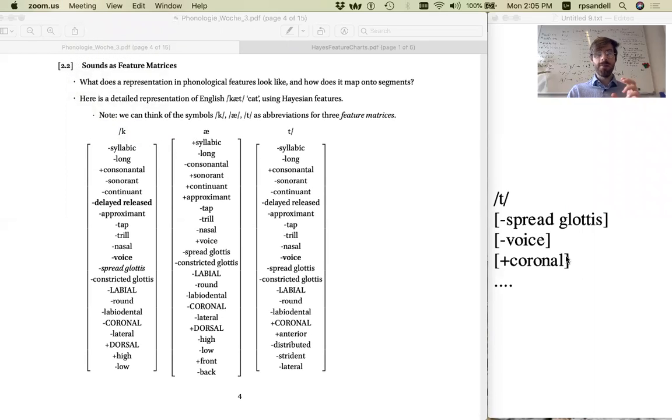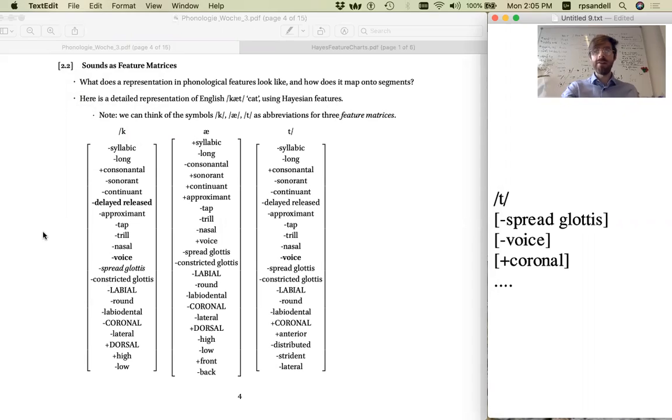Okay, let's dig into this idea that I mentioned in the previous section of thinking about sounds as being characterized as sets of phonological features. So we mentioned above for the phoneme of a voiceless alveolar stop in English and German that it would be a sound consisting of some of these phonological features and more. Let's try as a first example here to make a detailed representation of the English word cat using the complete set of Bayesian features.